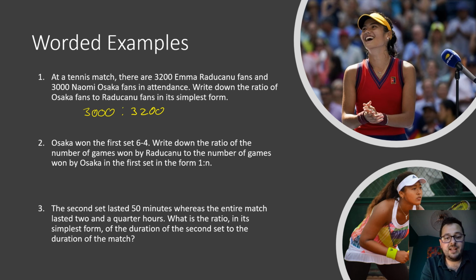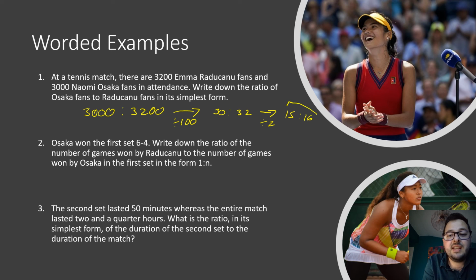Now we can divide by 100. So let's just do that. So divide by 100. To simplify it, we're going to get 30 to 32. And then we can divide by 2, and that will give us 15 to 16. And that's our answer.